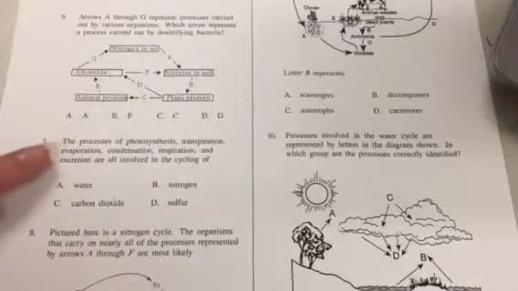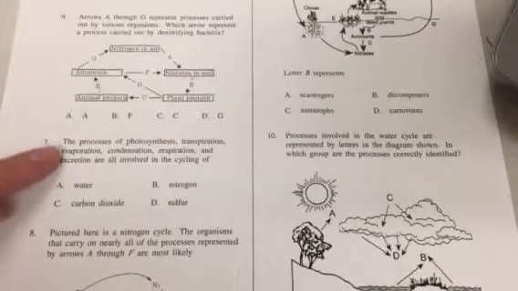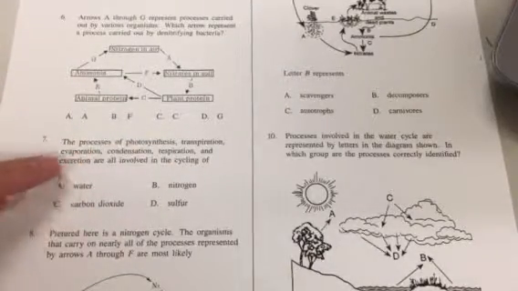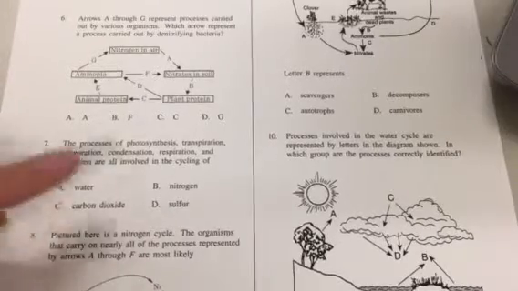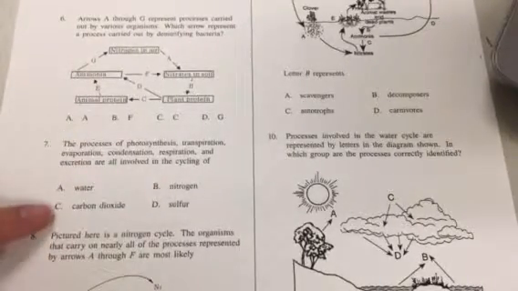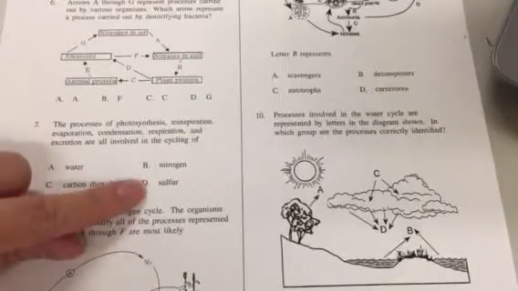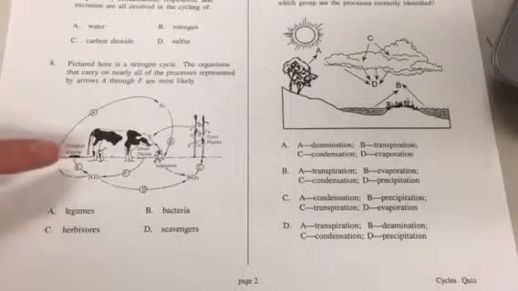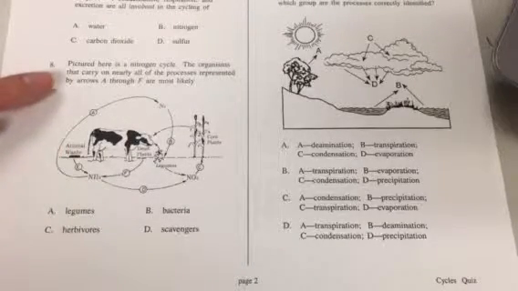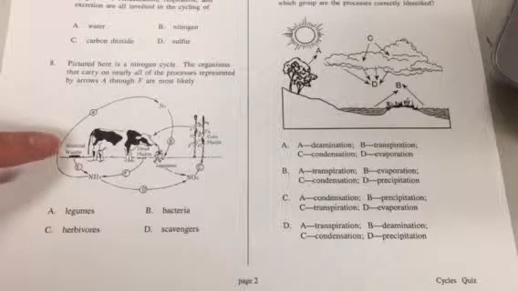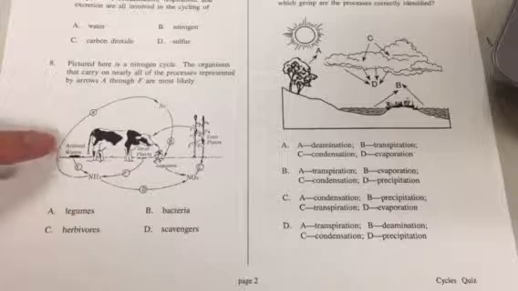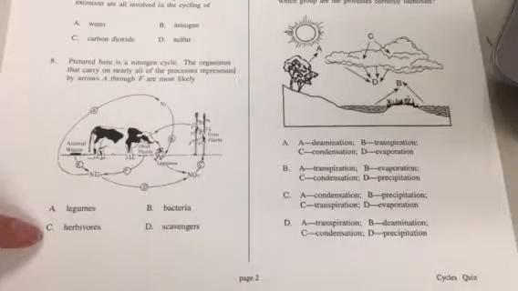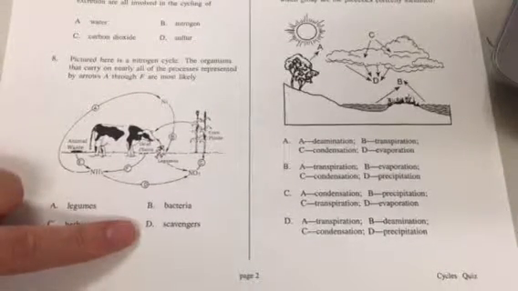Number 7, the processes of photosynthesis, transpiration, evaporation, condensation, respiration, and excretion are all involved in the cycling of A, water, B, nitrogen, C, carbon dioxide, or D, sulfur. Number 8, pictured here is a nitrogen cycle. The organisms that carry on nearly all of the processes represented by arrows A through F are most likely A, legumes, B, bacteria, C, herbivores, or D, scavengers.